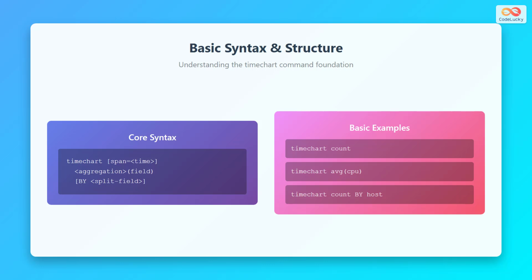The basic syntax includes three main components. First, the timechart keyword itself. Second, an aggregation function such as count, average, sum, maximum, or minimum applied to a specific field. Third, an optional by clause that allows you to split your data into separate series. For example, timechart count gives you event counts over time, timechart average CPU shows CPU utilization trends, and timechart count by host creates separate time series for each host in your data.